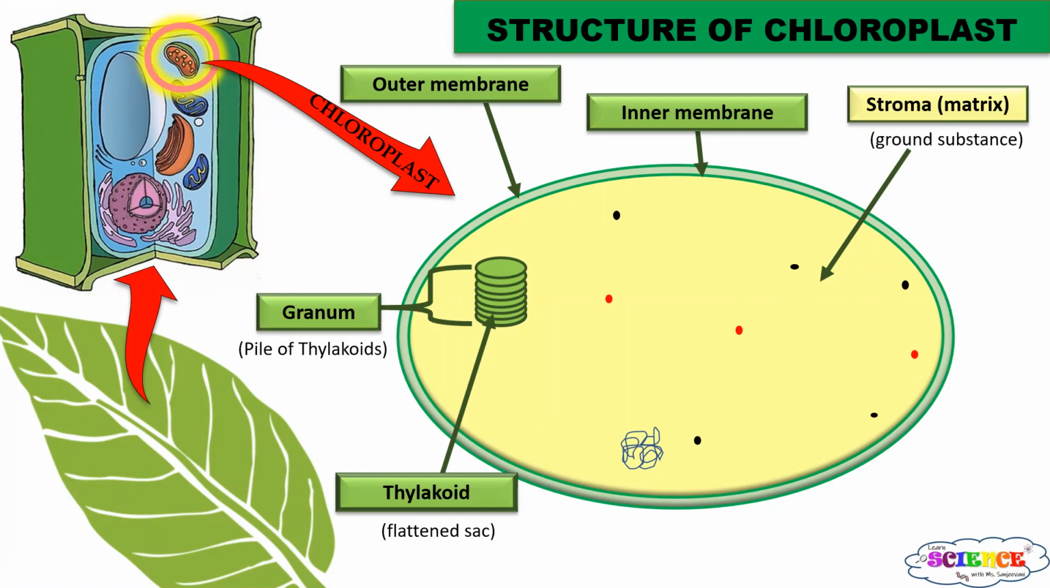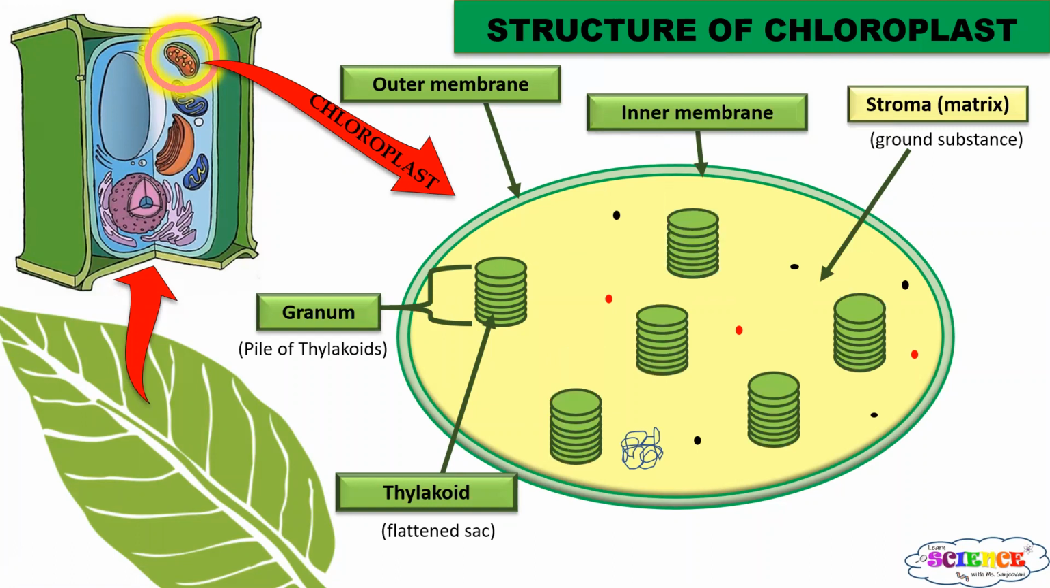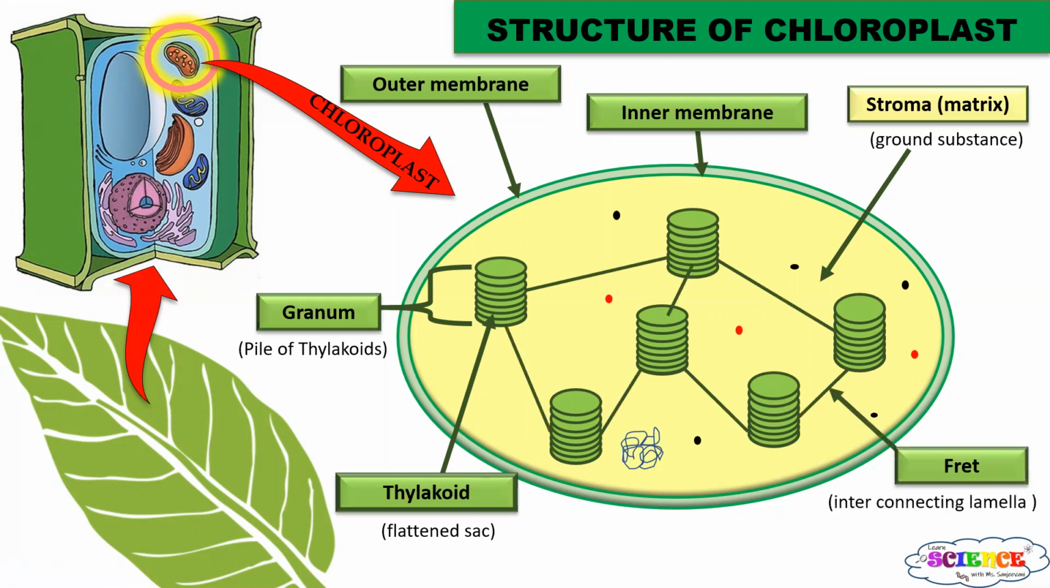Now this granum is the singular term. So many granum, all granum together we'll call grana. So grana is found in stroma. Okay, what is grana? Grana is the stack of thylakoid. Now these grana are interconnected. They are connected to each other. And this interconnecting membrane or interconnecting lamella is called fret membrane or simply fret.